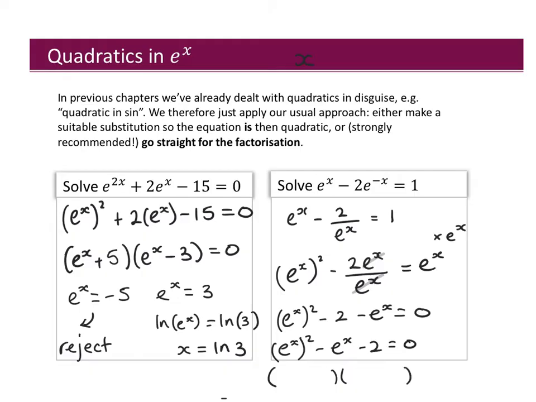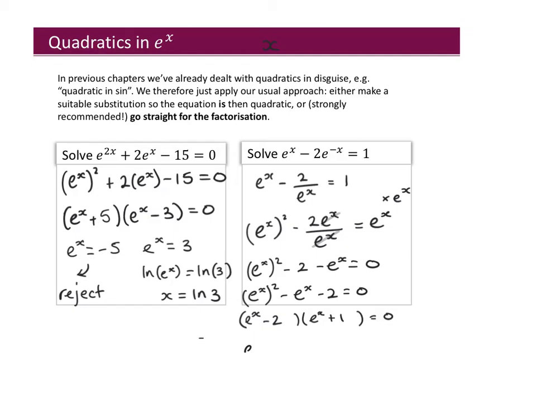Two numbers that multiply to give me minus 2 and add to give me minus 1. Negative 2 plus 1, isn't it? Sorry. Negative 2 plus 1 equals minus 1. So that means that e to the x equals 2 or e to the x equals negative 1. Okay, reject our e to the x equals negative 1. As we know from the graph, our exponential function is not negative. Okay, and then e to the x equals 2.